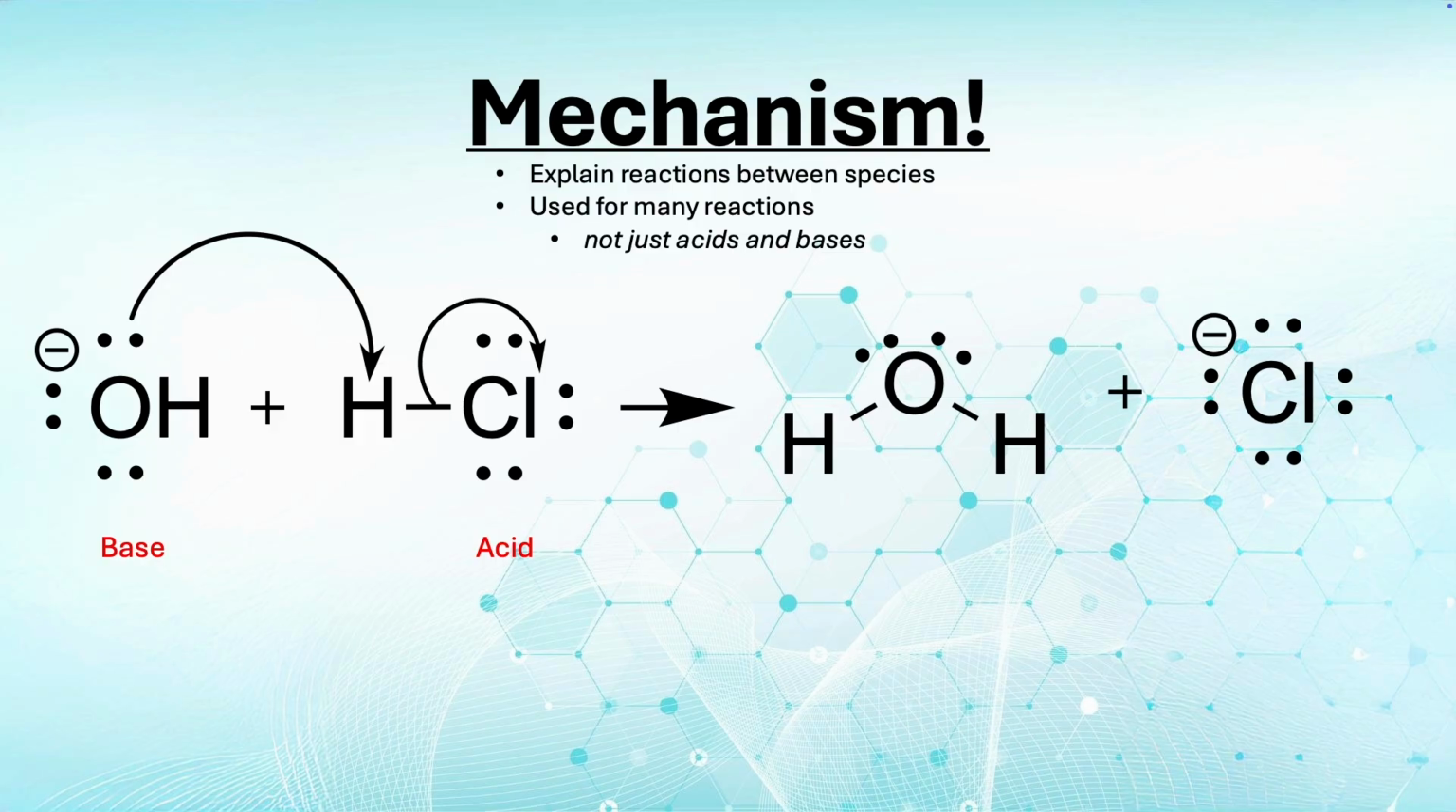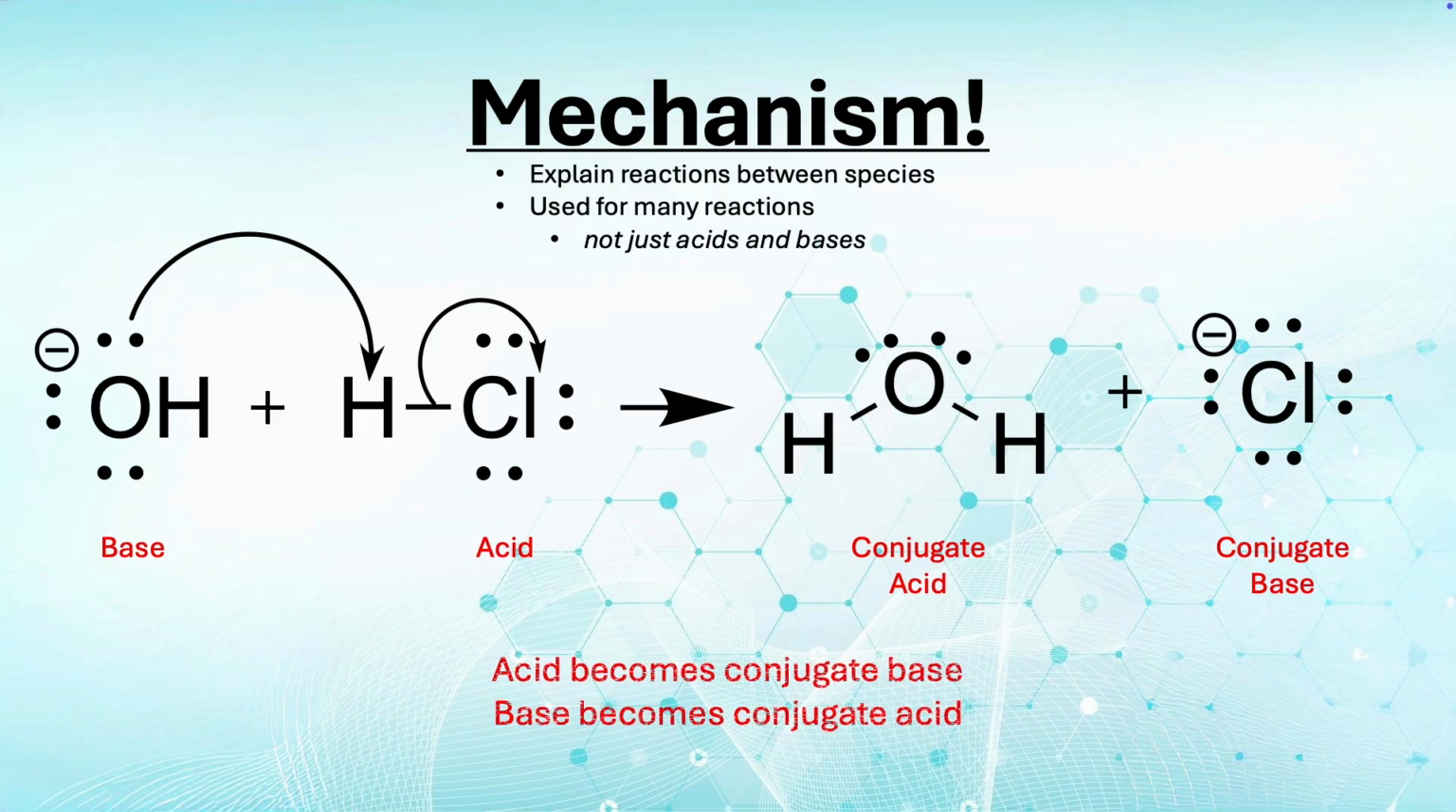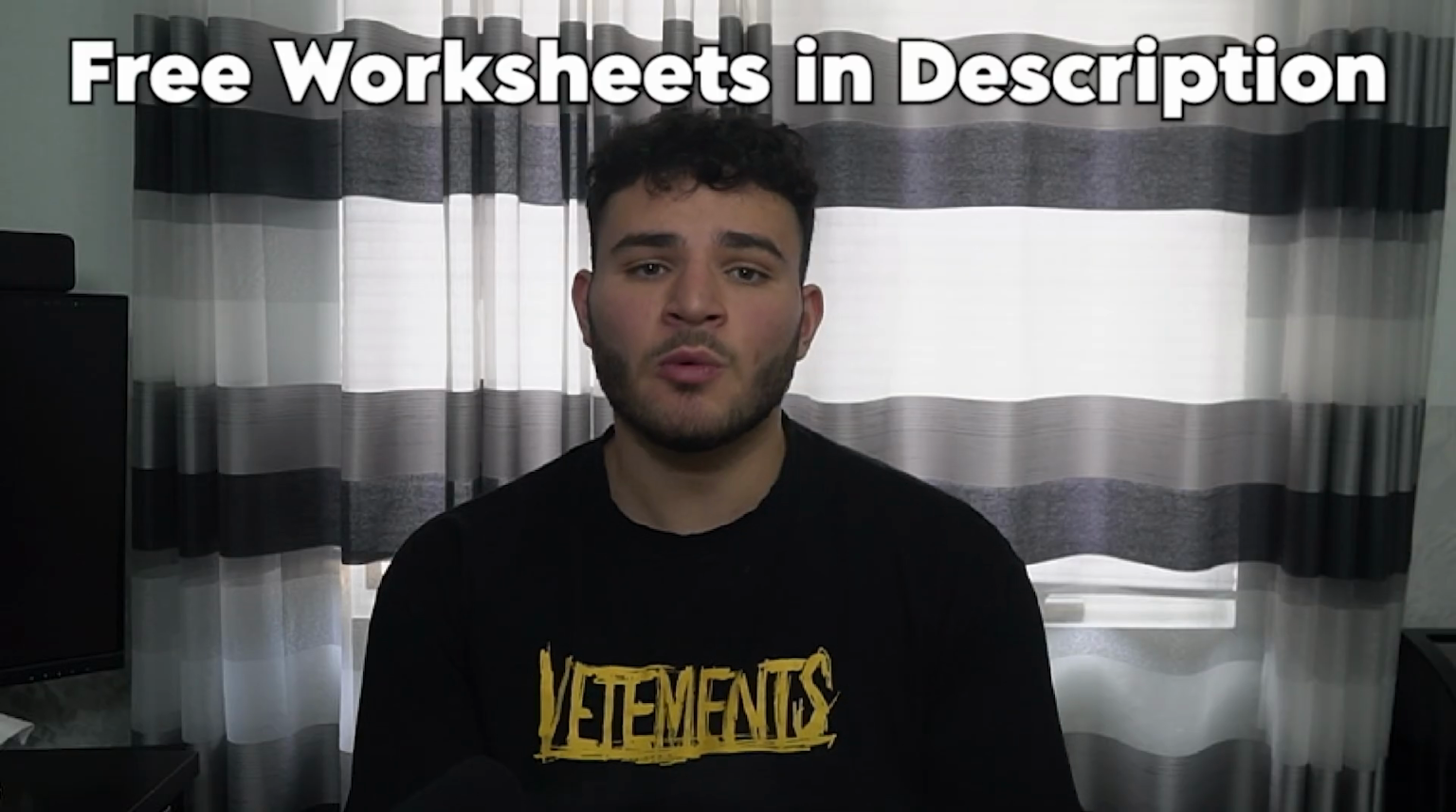Back to our example. We said that hydrogen chloride acts as an acid, and hydroxide acts as a base. For a second, read this equation from right to left. In that case, water becomes our acid, as it donates a proton to become hydroxide, and chloride acts as a base, accepting a proton to become hydrogen chloride. We call the backwards acids and bases conjugate acids and bases. The acid in a reaction will become a conjugate base, and the base in a reaction will become a conjugate acid.